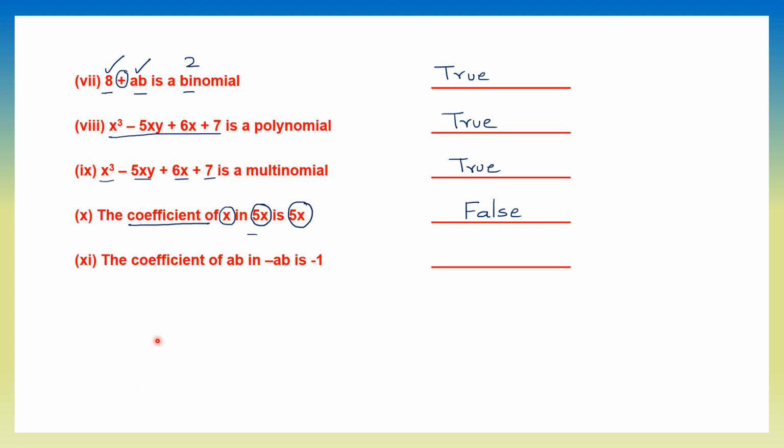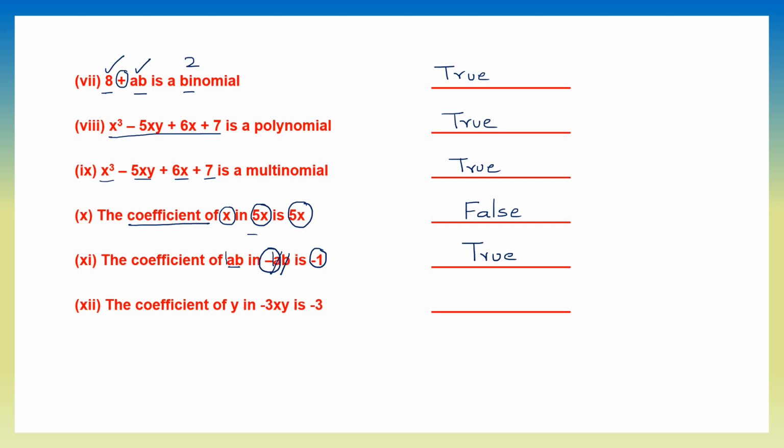Question 11. The coefficient of AB in minus AB is minus 1. So when the letters are by themselves, that means there is one of it, isn't it? So this is minus 1 AB. So when we are talking about coefficient of AB, we leave out AB and write whatever is left. So whatever is left is minus 1. So this statement is true.